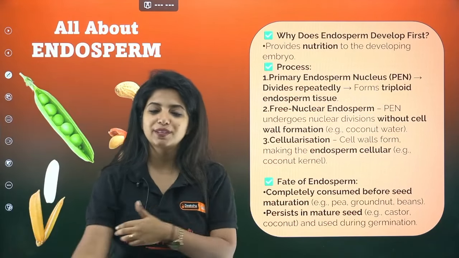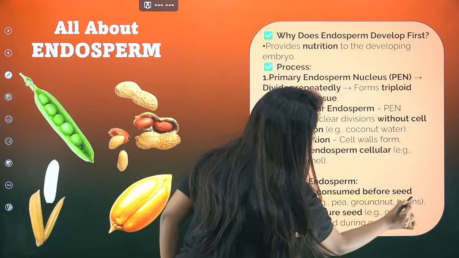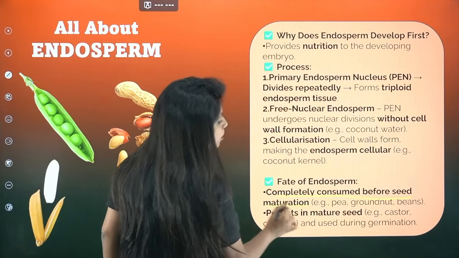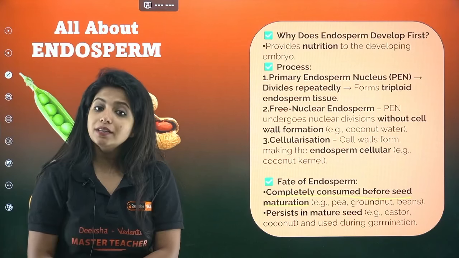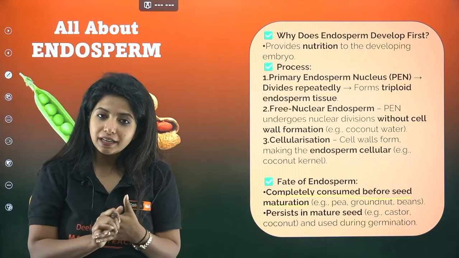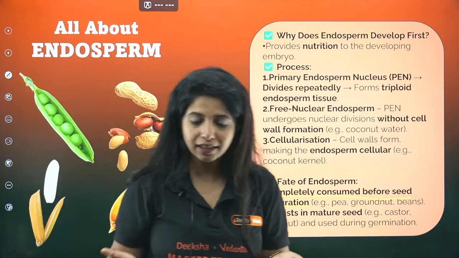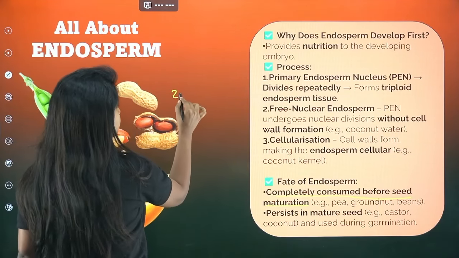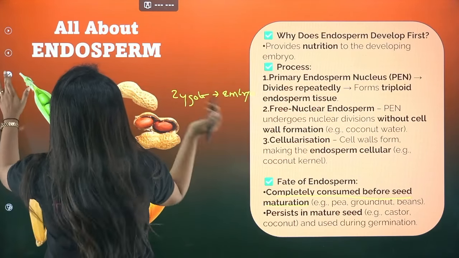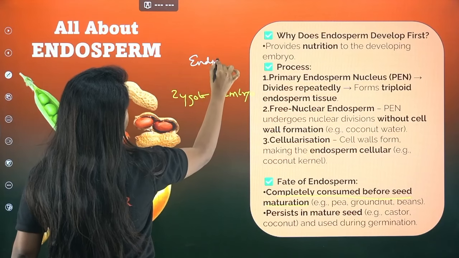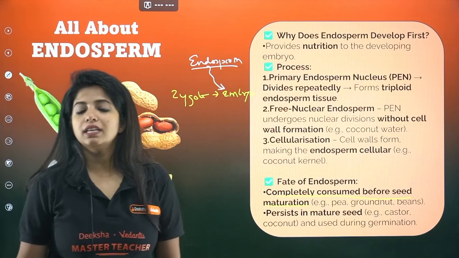What is going to happen with this endosperm later on? What is the fate of the endosperm? So my dear children, it can be completely consumed before seed maturation. As in, what is a seed? Ovule, which has undergone fertilization, is now known as a seed, right? So when the zygote transforms into an embryo, at this particular point of time, there is an option that the endosperm which is there is completely used up for the formation of the embryo.